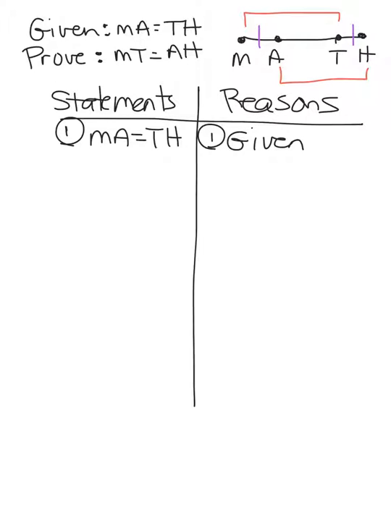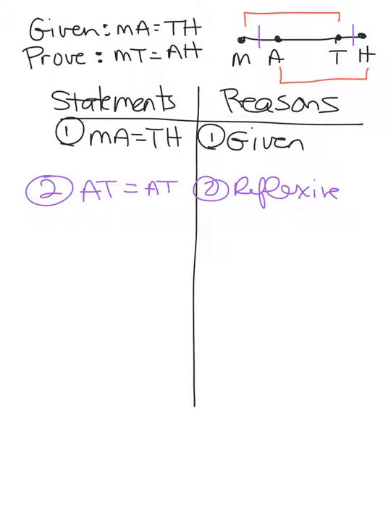Now, with the one given statement that I have, I really can't do anything with that. There's only one statement, I can't add anything, so I need to go back to my diagram. I notice again, we talked about that AT piece. I might need that. So let's do AT is equal to AT, and that's reflexive property of equality. So I'm going to use that.